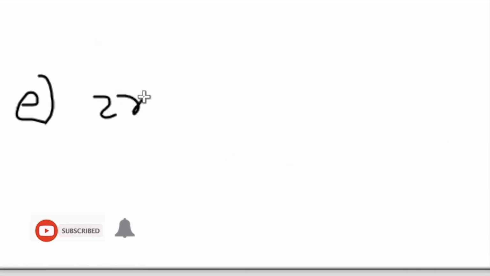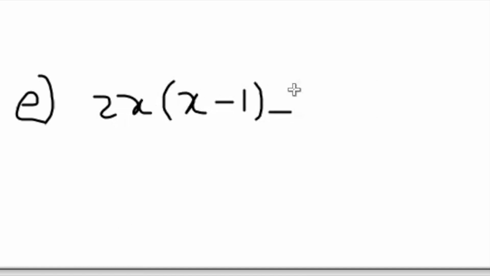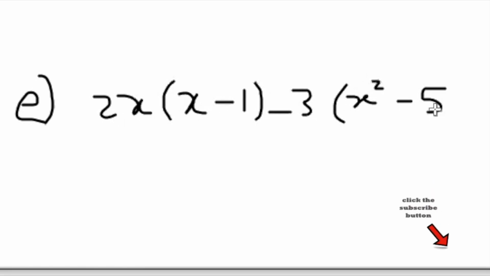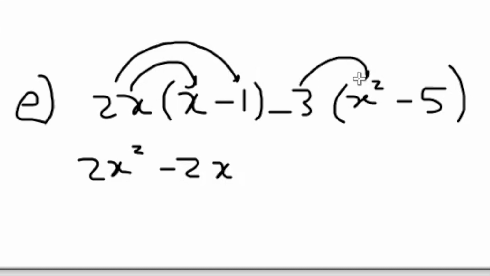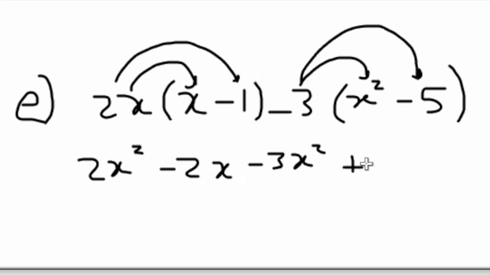The next question, once again, distributive law. I'm going to multiply 2x times the first bracket, x minus 1, and then minus 3 times the next bracket, which is x squared minus 5. Now distributive law, multiply 2x times x. X times x is x squared, so that's 2x squared. And 2x times minus 1, that is minus 2x. Next, I will be multiplying minus 3 times x squared, that's minus 3x squared. And minus 3 times minus 5, negative and negative, that's positive.